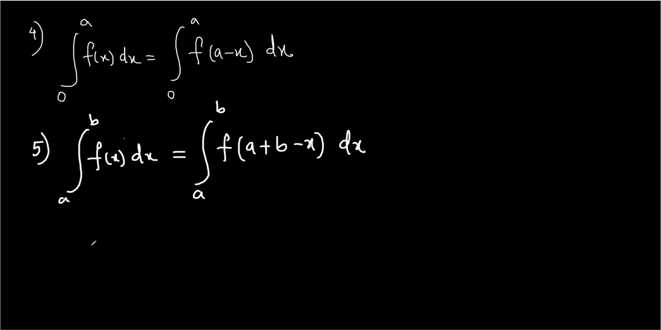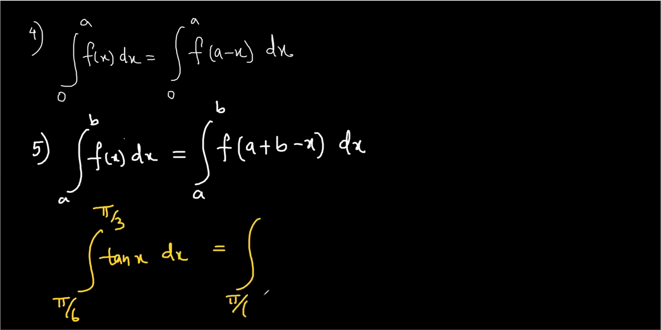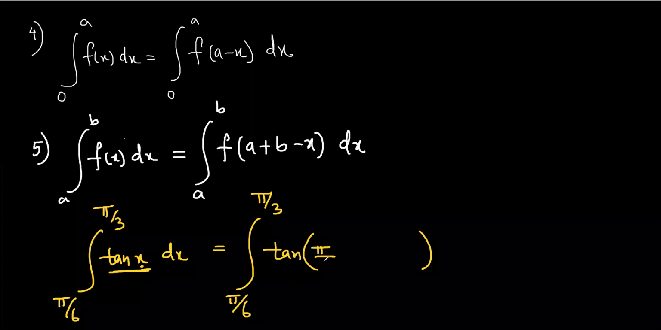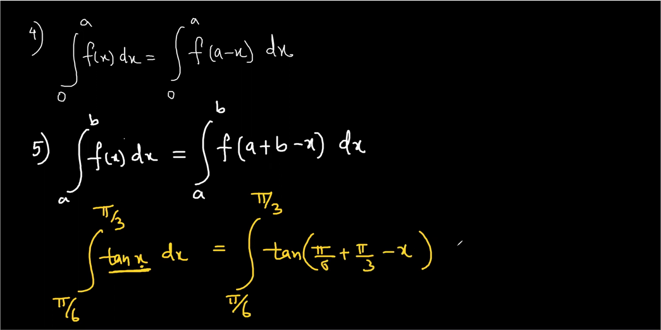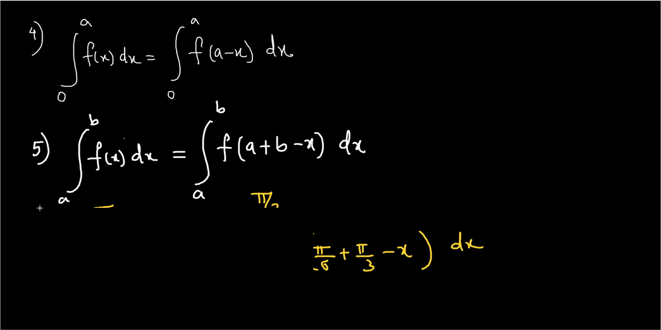Suppose I have to integrate pi by 6 to pi by 3, tan x dx. So I still write this as pi by 6 to pi by 3. The function is tan, so I maintain it. It is still tan of x. But instead of writing x, I will write lower limit plus upper limit minus x, and dx. I hope you all must have understood this. This is property number 5.